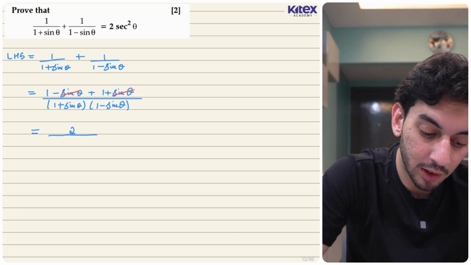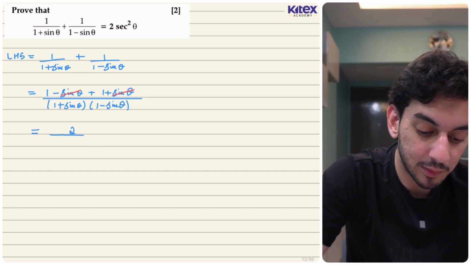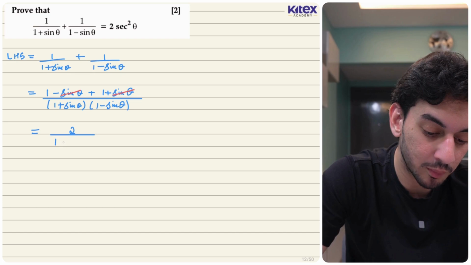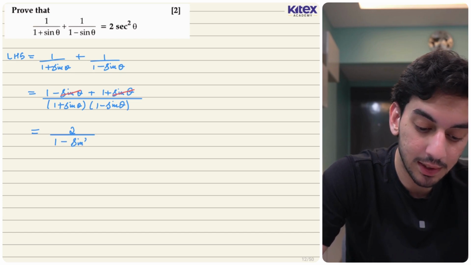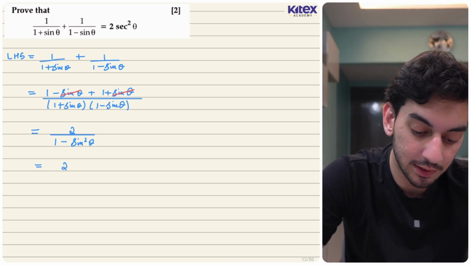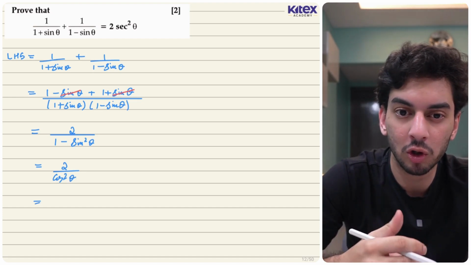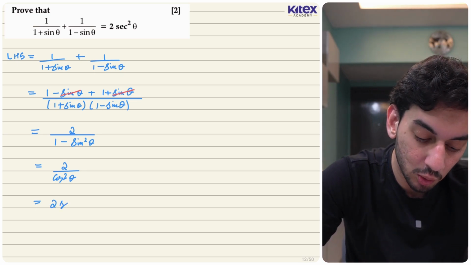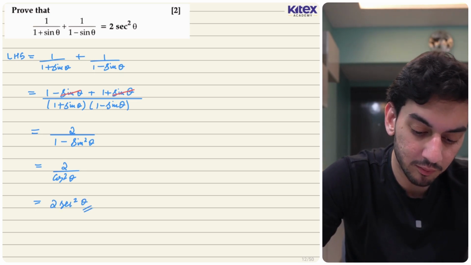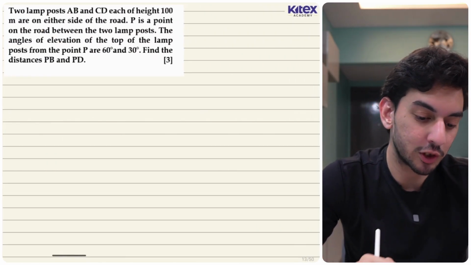And in the denominator, these two denominators just get multiplied. So 1 plus sine theta times 1 minus sine theta. It is a plus b times a minus b, difference of squares. A plus b times a minus b is a square minus b square. So it would be 1 minus sine square theta. Now 1 minus sine square theta is cos square theta. So I can write this thing as 2 over cos square theta. Now 1 upon cos is sec. So 2 over cos square theta can be written as 2 sec square theta. Very easy question, and it is only for 2 marks. So yeah, fair enough. Next question.